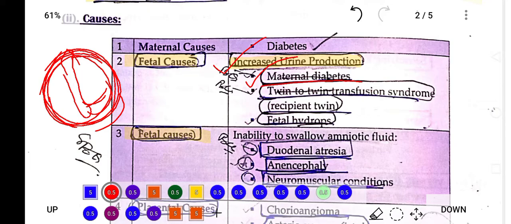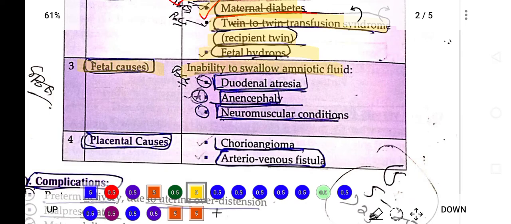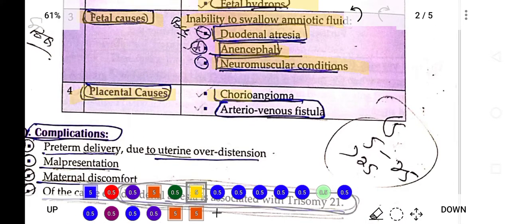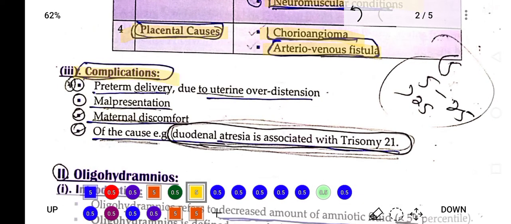In maternal diabetes, polyhydramnios can develop. It can also develop in twin to twin transfusion. In twins, one twin shares the blood of another, and that condition is known as twin to twin transfusion. In this condition, polyhydramnios occurs. The twin recipient becomes polyhydramnic, and fetal hydrops is also present. Other causes are inability to swallow in the fetus of anencephaly, duodenal atresia, and neuromuscular conditions. Polyhydramnios can develop. Placental causes include chorioangioma and arteriovenous fistula.